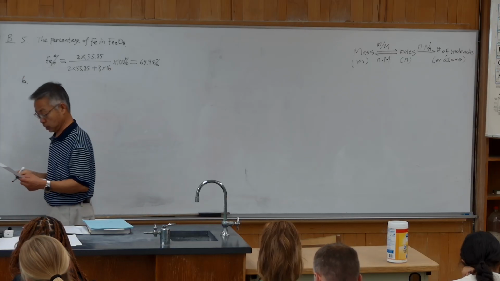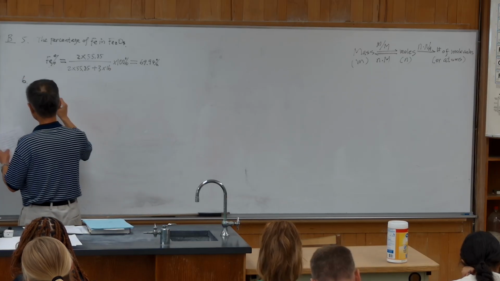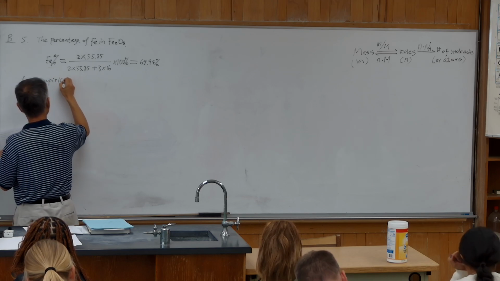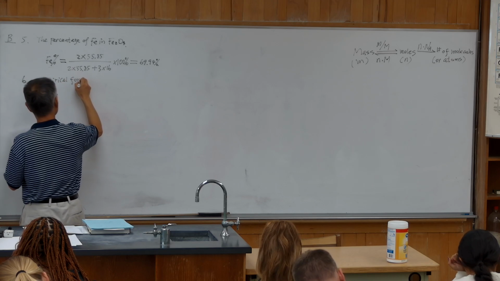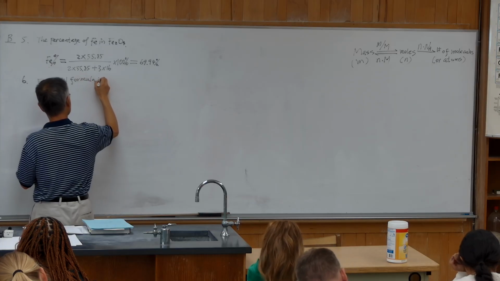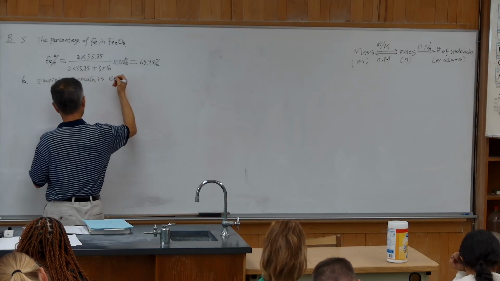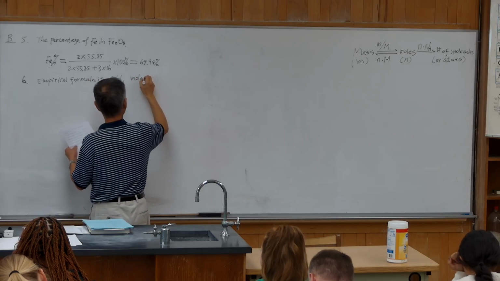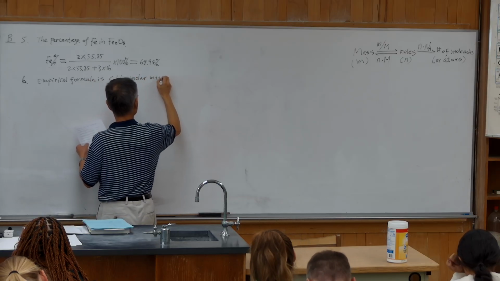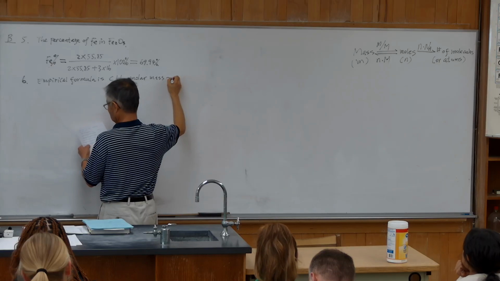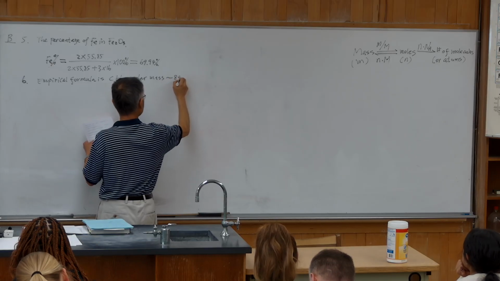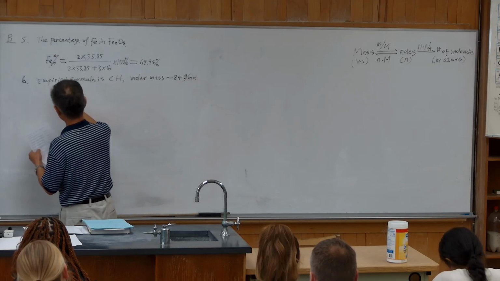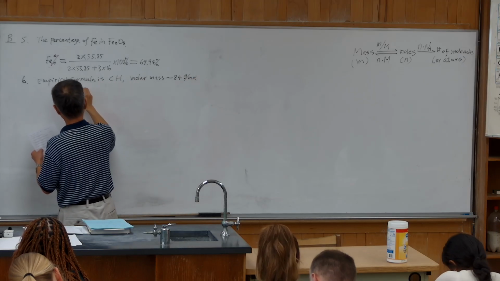Question 6. It tells you the empirical formula of a compound is CH, and the molar mass of the compound is about 84. It asks what the molecular formula is.